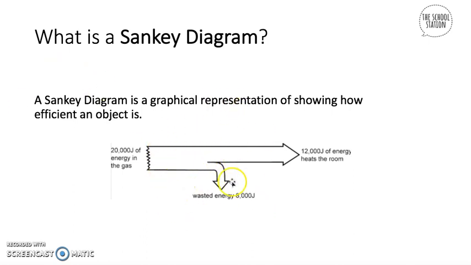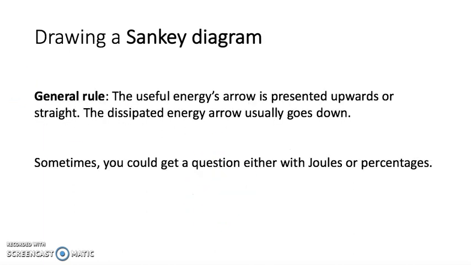And the wasted energy usually goes down because obviously it's wasted. So that's basically a general rule for drawing a Sankey diagram. If you ever want to draw a Sankey diagram, the best thing to do is to present the useful energy as a straight arrow, and the dissipated energy usually goes down.